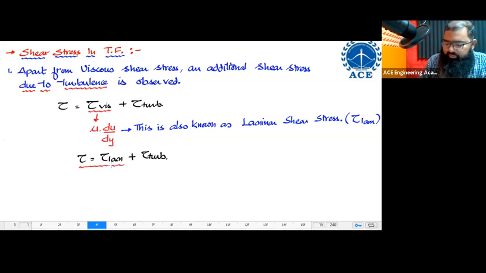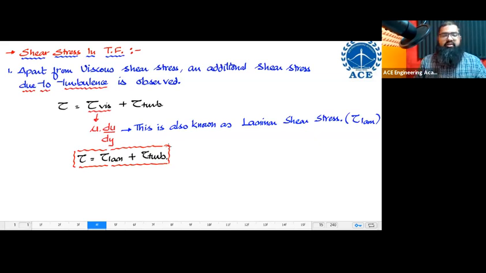We actually mean by this that even though the complete flow might be turbulent, some portion of the flow will have viscous characteristics, in other words, laminar characteristics. Now, this laminar shear stress has a defined formula: mu into du by dy, where mu is viscosity and du by dy is known as the rate of shear strain. Till here, everything is fine.